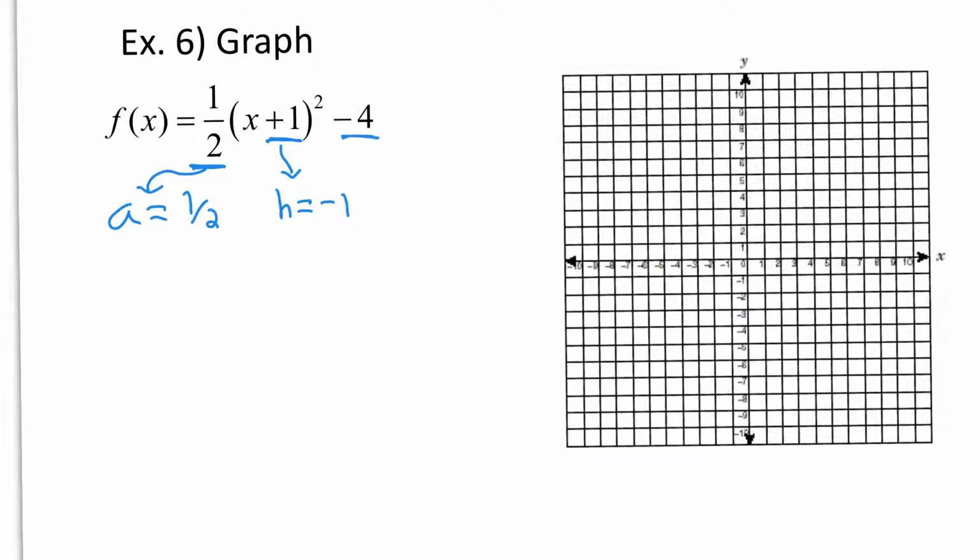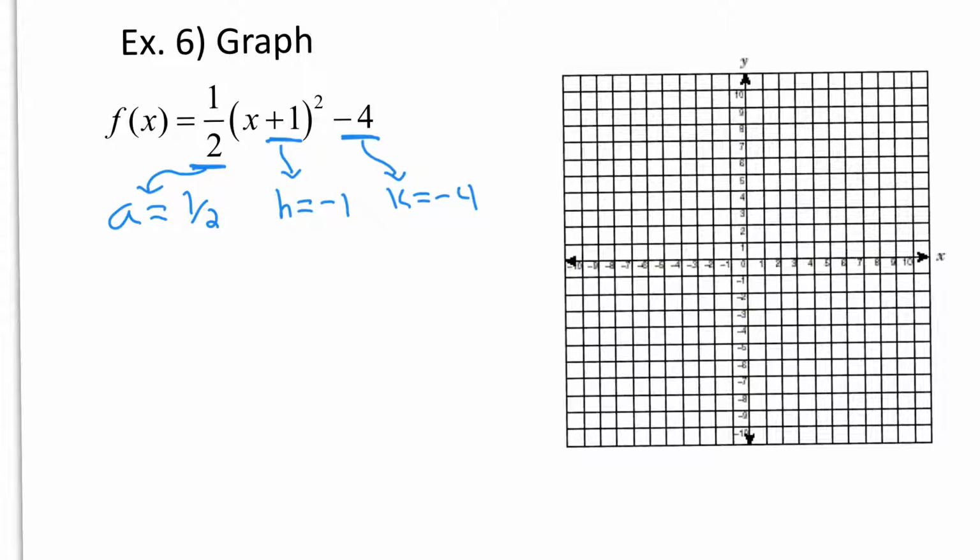And your k value is the one at the end. Never change the sign, okay? So we have k equals negative 4. So let's talk about the transformations. A is positive, so there's no reflection across the x-axis. It's going to go up. But it is 1/2. The absolute value of 1/2 is 1/2.